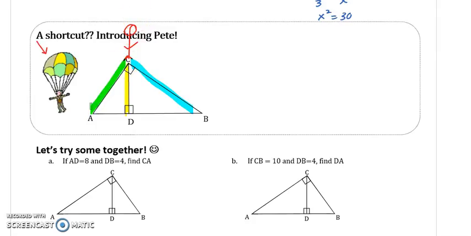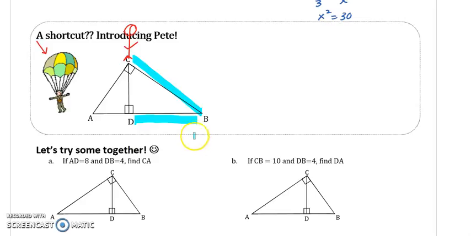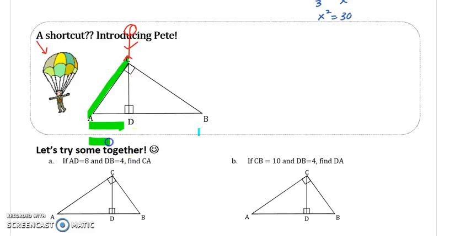And after he makes the slide, let's say he makes the slide down the altitude, he has 2 places to walk. He can walk to A, or he can walk to B. If Pete were to slide down this leg, he can walk the length of DB, or he can walk this full length. Those are his 2 options. And finally, if Pete were to slide down this leg, he can walk the length of AD, or he can walk the full length. So stay with me.